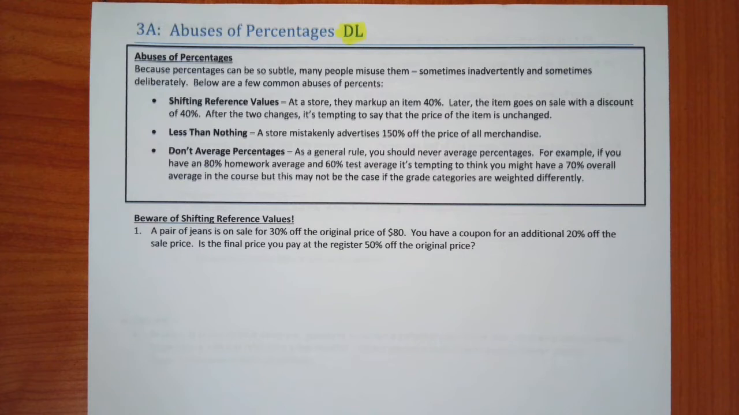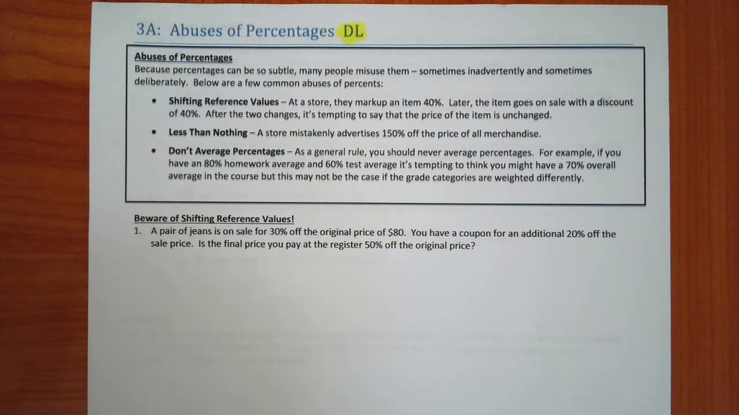Don't average averages. As a general rule, you should never average percents. For example, if you have an 80% homework average and a 60% test average, it's tempting to think that you might have a 70% overall average, but that's not the case because the categories are weighed differently. That's one that would be extremely relevant to you, and we'll talk about some that are a little bit less obvious. Okay, so let's start with the shifting reference values.